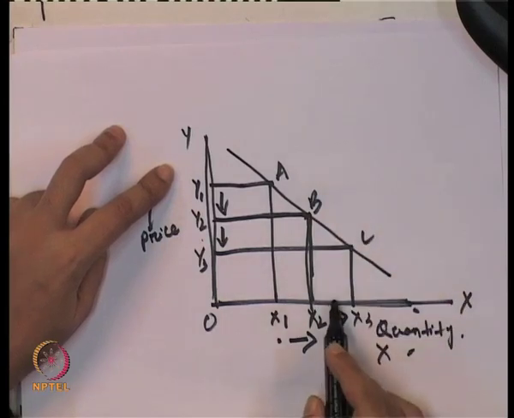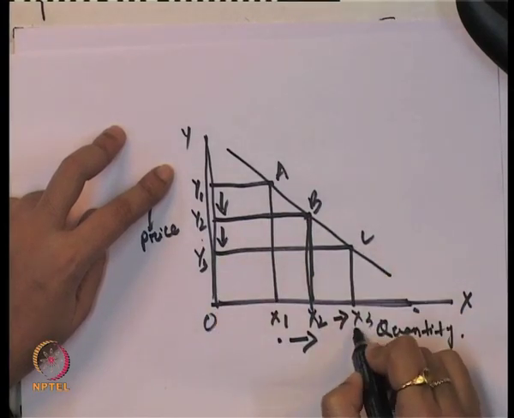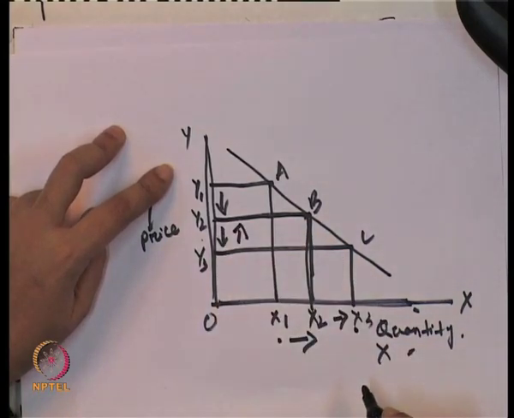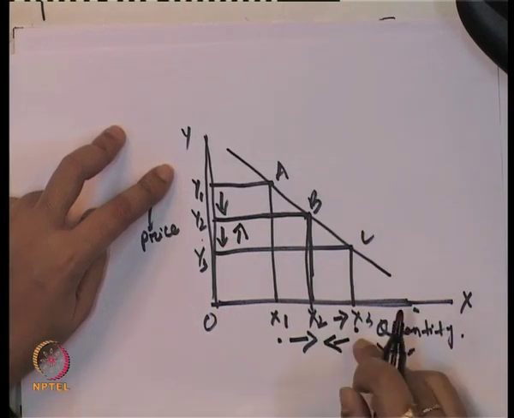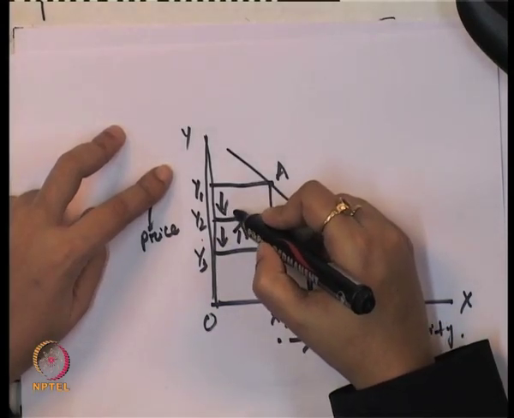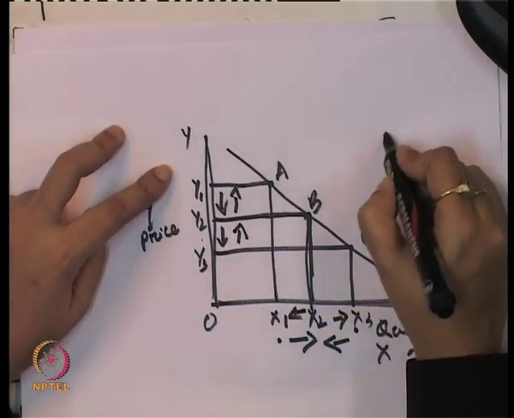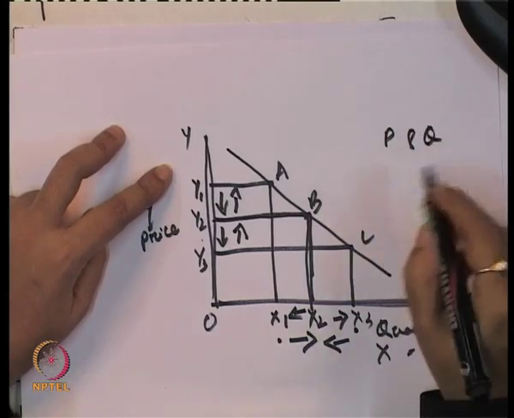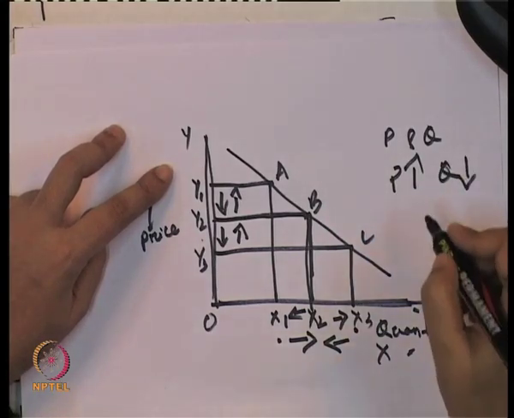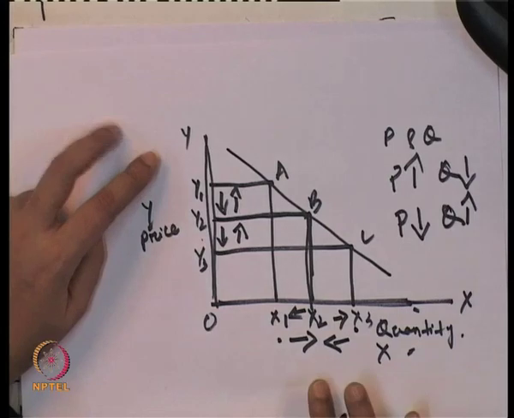And in a similar way, we can explain that when there is an increase in the price, suppose initially the price is y3 and quantity demanded is x3. Now, the price increases from y3 to y2. If you look at the quantity, it will decrease from x3 to x2. And again, if the price is increasing from y2 to y1, the quantity will again decrease from x2 to x1. So, price and quantity are both inversely related. Whenever there is an increase in the price, that leads to a decrease in the quantity demanded. And whenever there is a decrease in the price, that leads to an increase in the quantity demanded.